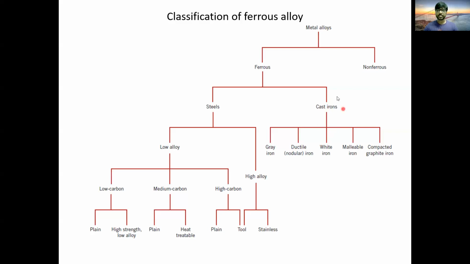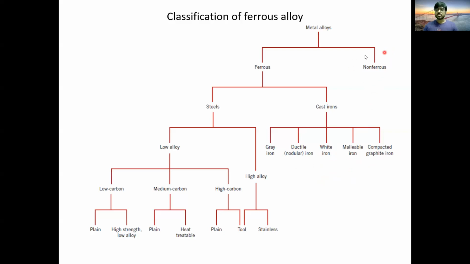Let's go back to the cast irons section. They have five types: gray iron, ductile iron or nodular iron, white iron, malleable iron, and finally the compacted graphite iron. We'll discuss all of these types in detail in our next slides.